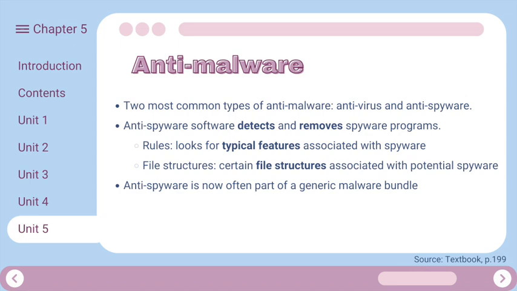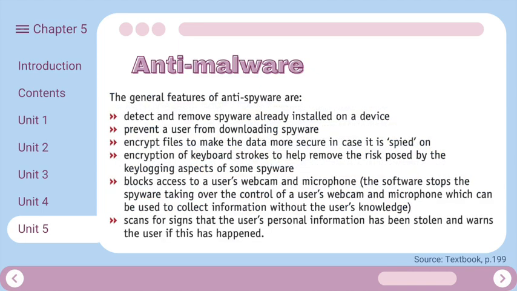First is rules. In this case, the software looks for typical features which are usually associated with spyware, thus identifying any potential security issues. Second is file structures. In this case, there are certain file structures associated with potential spyware, which allows them to be identified by the software. Anti-spyware is now often part of a generic malware bundle that contains an antivirus, anti-spyware, and a personal firewall. There are some general features of anti-spyware. You can pause this video to watch them in detail.